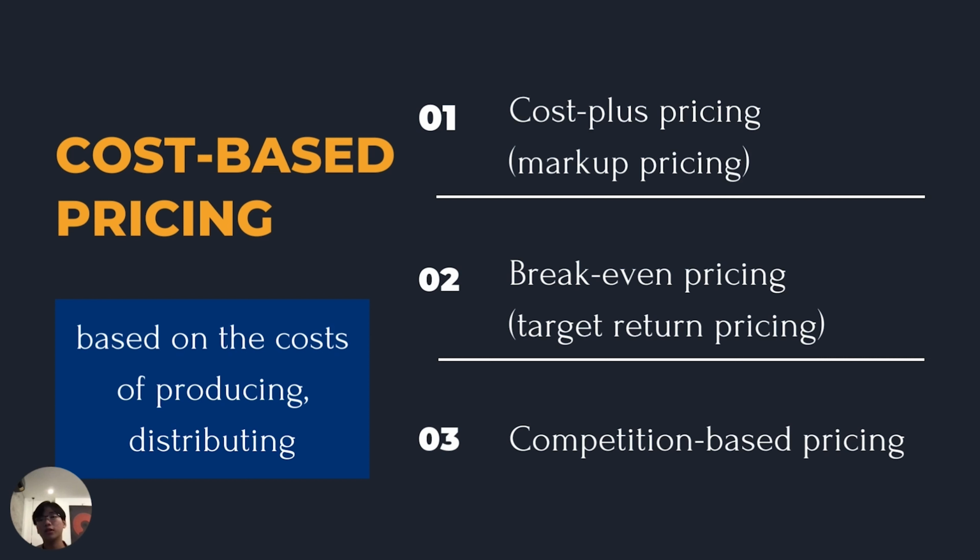Next, we're going to talk about cost-based pricing. It's based on the cost of producing or distributing the products. The total cost involves fixed cost and variable cost. Let's talk about cost-plus pricing. Basically, they just add a standard markup to the cost of the product.